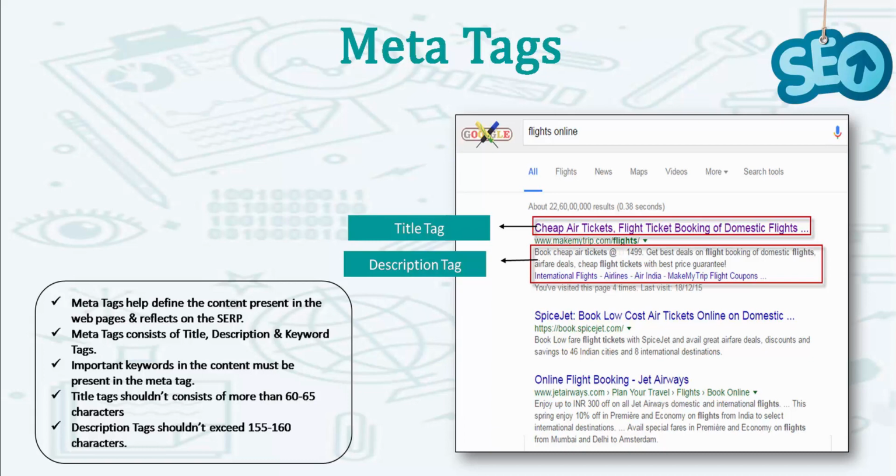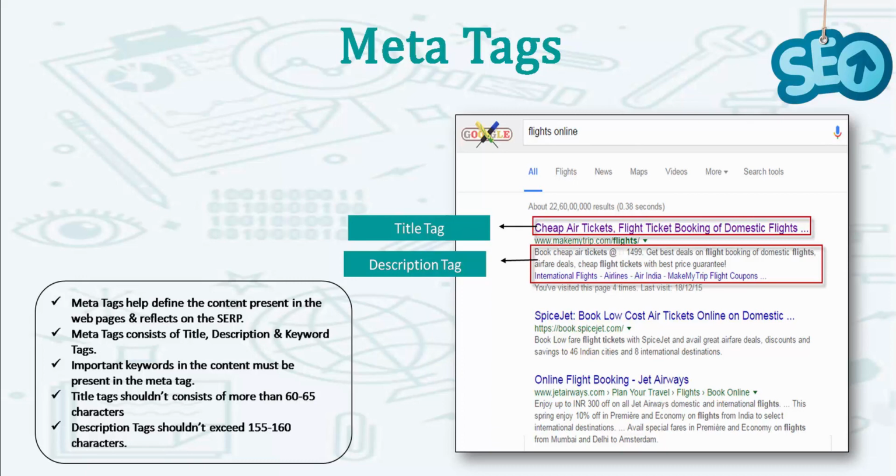The one that appears above the URL of the result is called the title tag. The one that appears below the URL of that result is called the description tag. A meta tag usually consists of three parameters: title tag, description tag, and keyword tag. Title tags should not exceed 60 to 65 characters. The description tag should not exceed 155 to 160 characters.